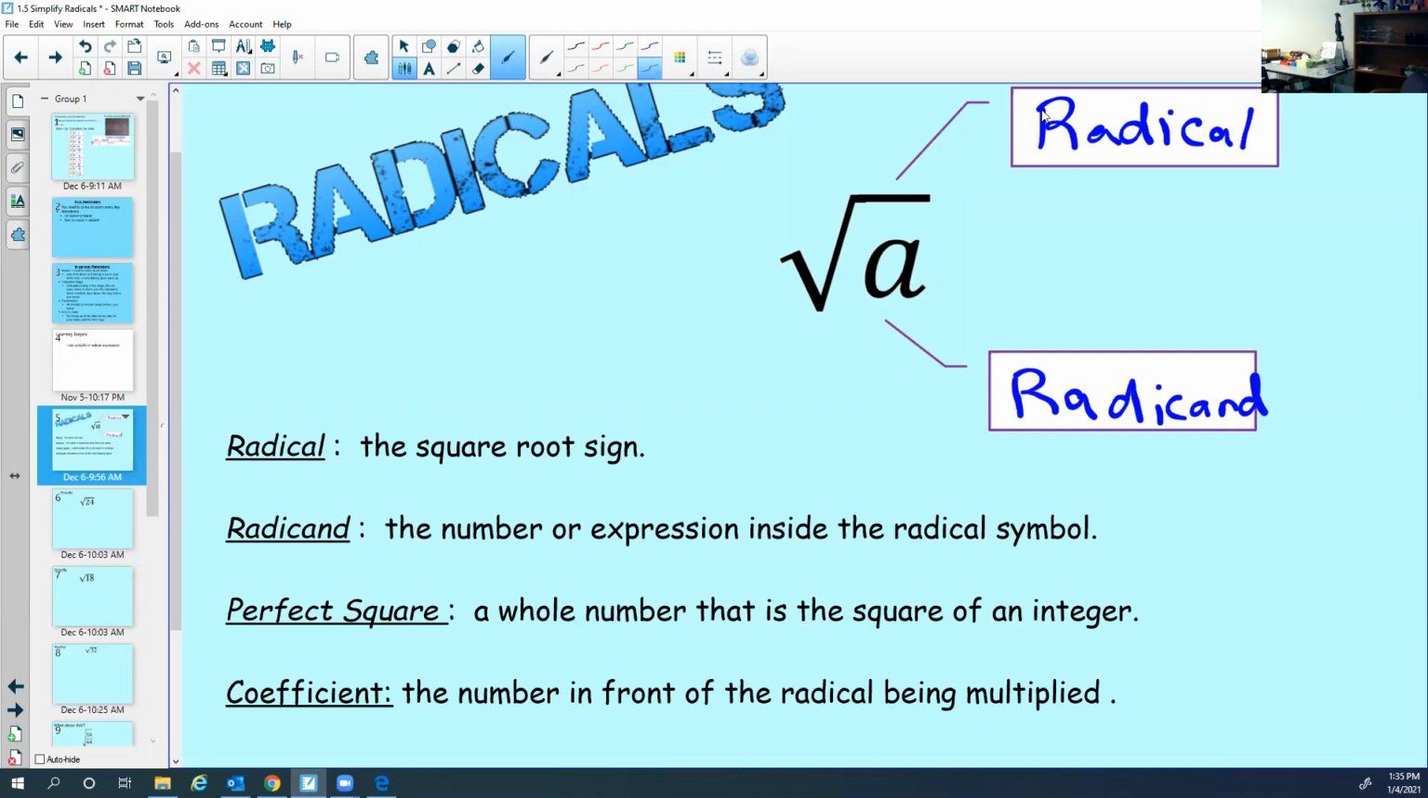Perfect square, that's whenever you guys have a whole number that you get from taking the square root. So like we had on the warm-up, the square root of 25 equals 5. That's a perfect square. Coefficient, that's the number in front of a radical being multiplied. So for instance, if I had 2 radical 3, 2 would be considered my coefficient.